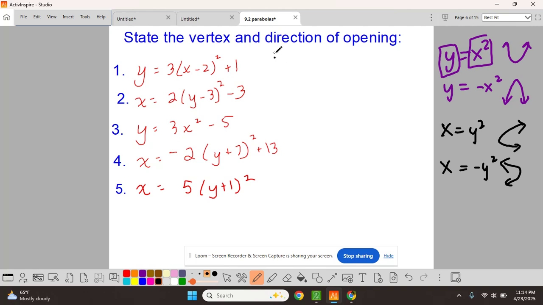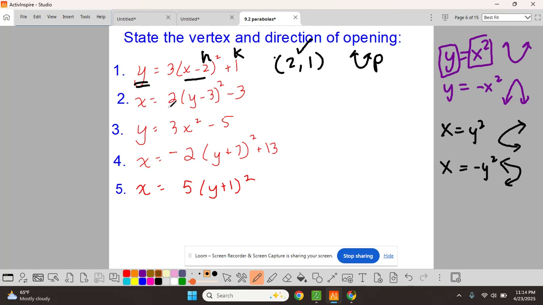So let's state first the vertex. What is the vertex in number 1? This is the h and that's the k. If you say the vertex here is 2, comma 1, you are correct. And this is opening upward. Okay? Because the y is by itself and the one with the squared is the x.